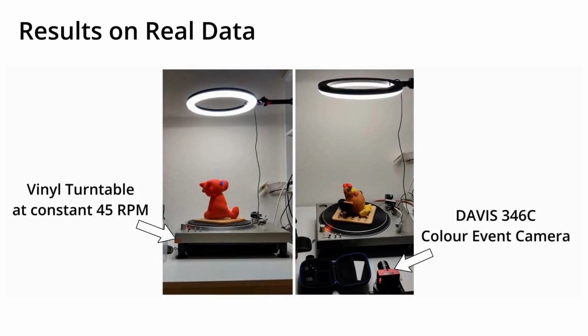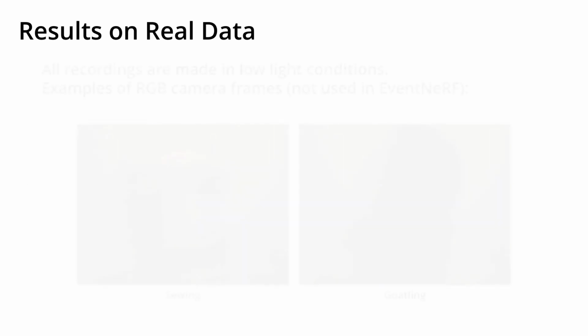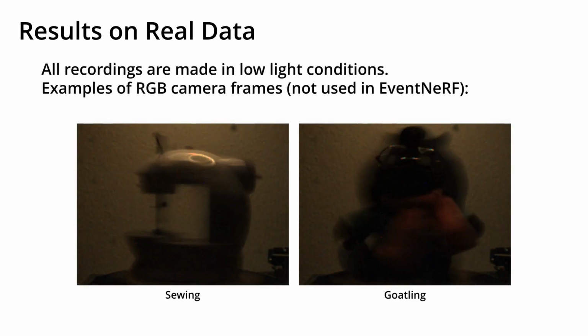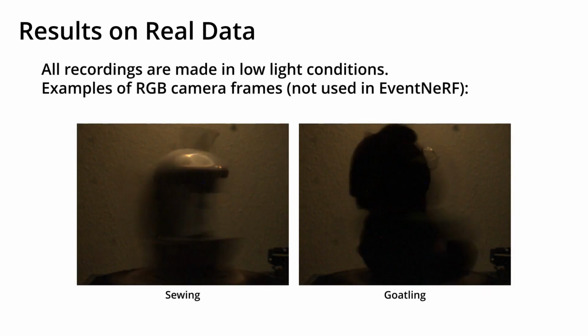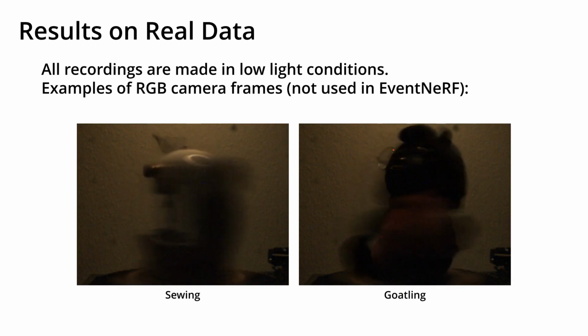We recorded all real data using the following setup. We placed the object on a vinyl turntable, rotating at constant speed, and recorded the rotating object with our event camera. Please note that the resolution of our event camera is only 346 by 260 pixels, so the predictions here are greatly upscaled. All our real sequences were recorded under low lighting conditions using only a 5-watt USB light.